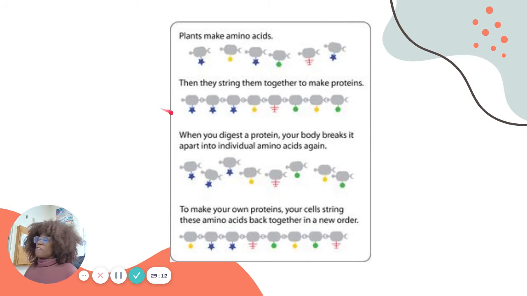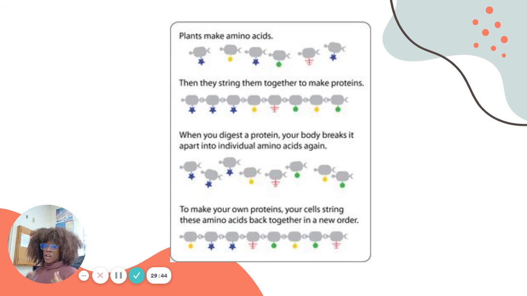Okay, so here's a fun fact. Well, not really a fun fact, just something that took me a minute to wrap my mind around. This is how it works. Plants make amino acids. They string them together to make proteins. When you digest a protein, your body is going to break it down. So let's say I take a spinach leaf, I bite it, I break it down. Inside of that spinach leaf, there are all these different proteins. So I'm going to break it down into its individual amino acids again. And then as I'm making my own proteins, my cells are going to use those recycled amino acids back together in a new order.